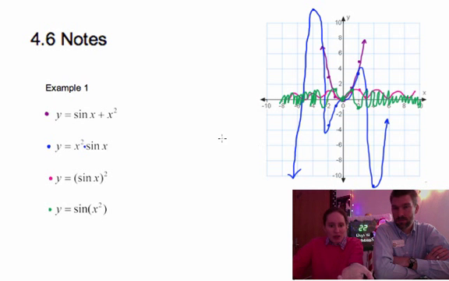So the whole point of this is just type it in your calculator, make sure that you're getting, we're going to have a calculator up there to see.